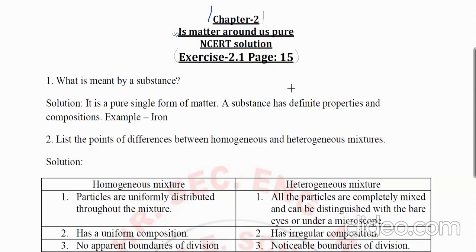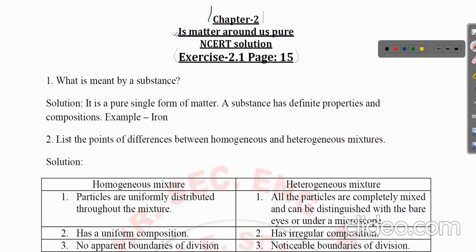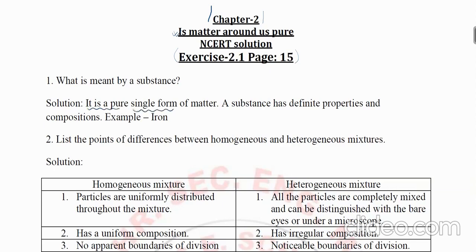Here you will get the first question, that is, what is meant by substance? The answer here: a substance is a pure single form of matter. Substance is defined as a pure single form of matter.